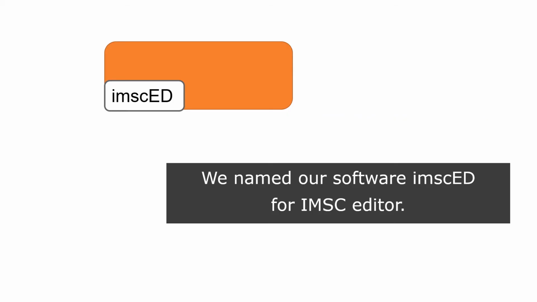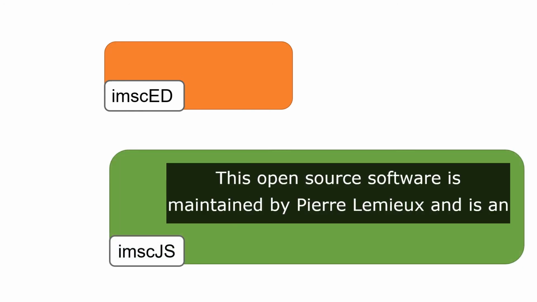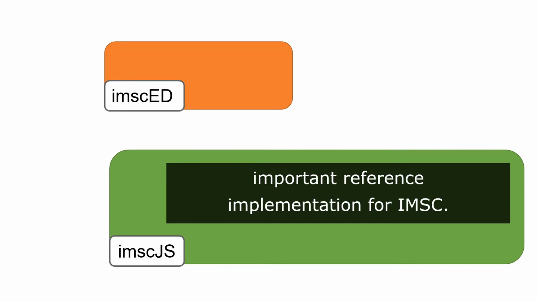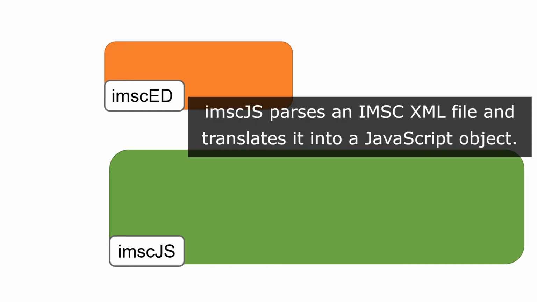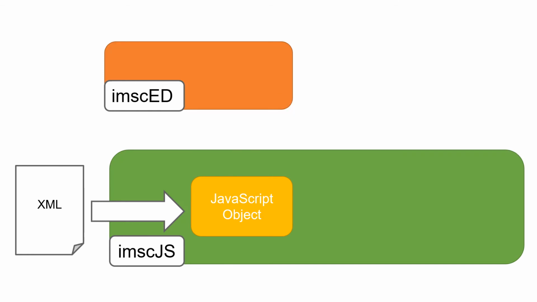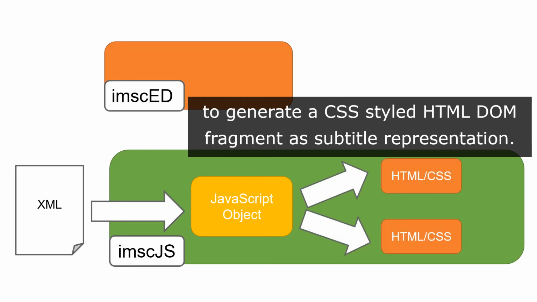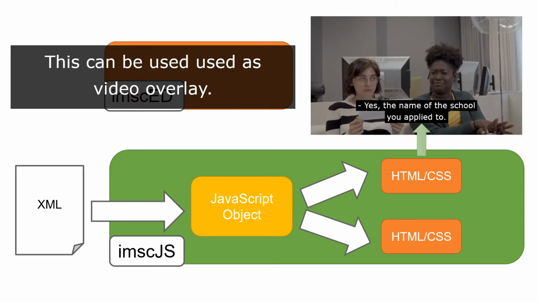We named our software imscEd for IMSC Editor. imscEd is built on top of the IMSC renderer imscJS. This open source software is maintained by Pierre Lemieux, and it is an important reference implementation for IMSC. imscJS parses an IMSC XML file and translates it into a JavaScript object. For any point of time in the video playtime, it is then possible to generate a CSS-styled HTML DOM fragment as subtitle representation. This can be used as video overlay.